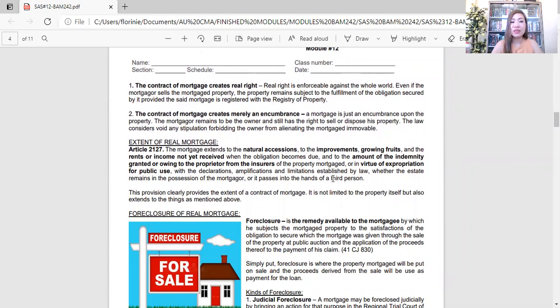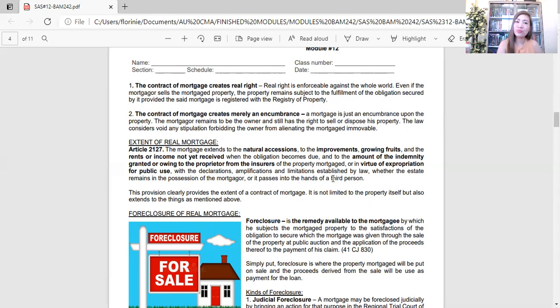even if the mortgagor sells the mortgaged property, the property remains subject to the fulfillment of the obligation secured by it, provided the said mortgage is registered with the Registry of Property. So from this very scenario, you would know for a fact na isang nasanglang property pwede pa rin ibenta ng nagsangla. Bakit? Siya pa rin kasi may-ari.